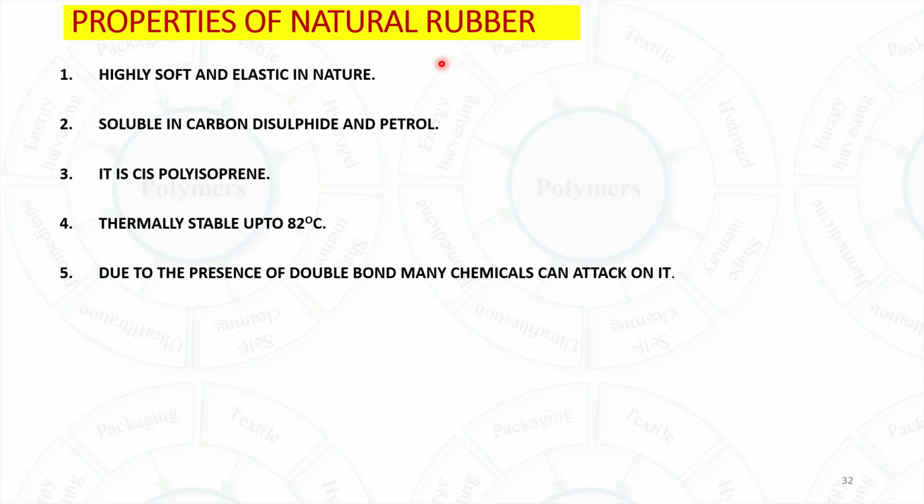Properties of the natural rubber: it is very soft in nature and elastic in nature as well. Soluble in carbon disulfide and petrol, right? Because it is very soft, and it is an organic compound, so it is definitely soluble in petrol and carbon disulfide as well. Number 3, it is cis polyisoprene. That means the nature of this polymer is cis. So what is the meaning of cis?